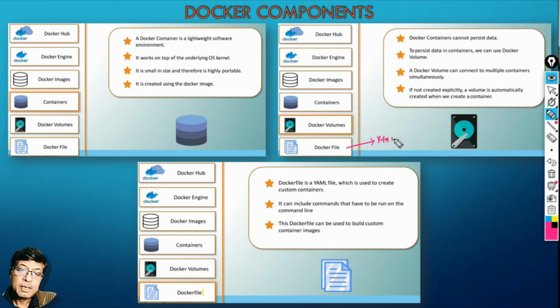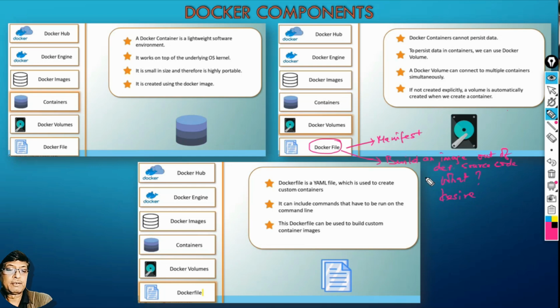A manifest file is where you say what you desire. What you desire, you put into a configuration file called a manifest file. So a Dockerfile is a manifest file through which you can build your image. You can create an image, build an image out of development source code. Because the developers have given you the source code, and through the Dockerfile manifest you describe the image you desire out of it. Okay? So this is all for today.